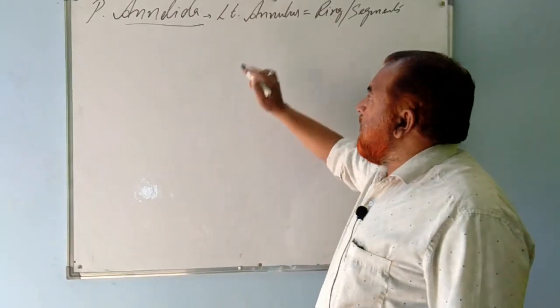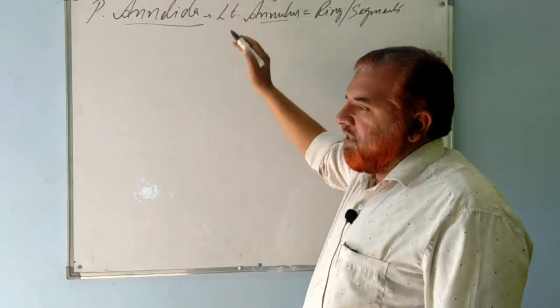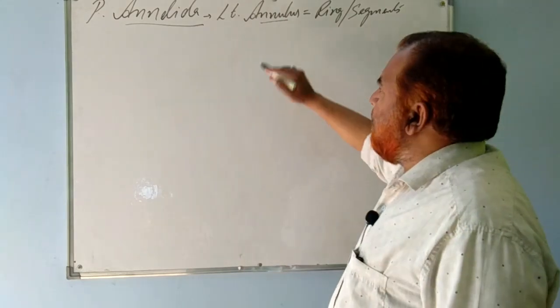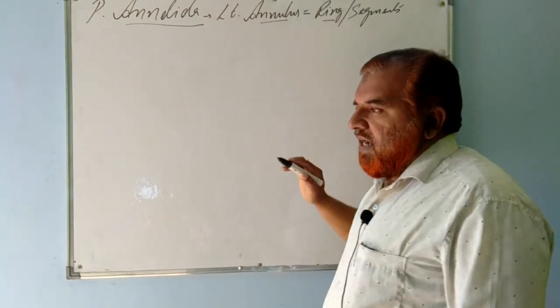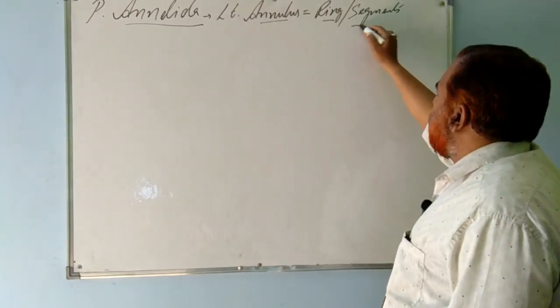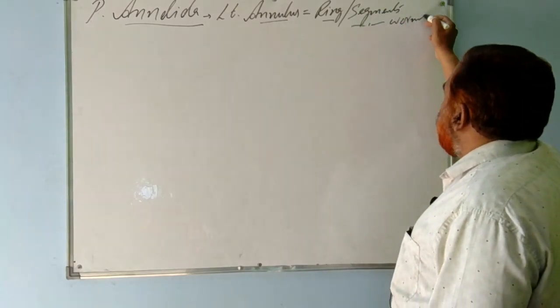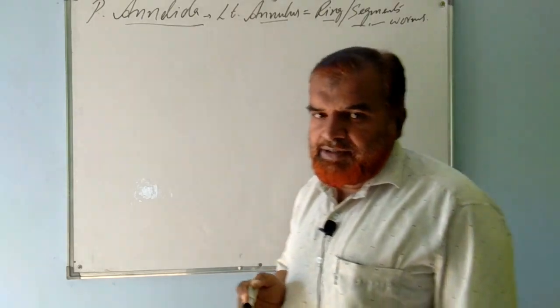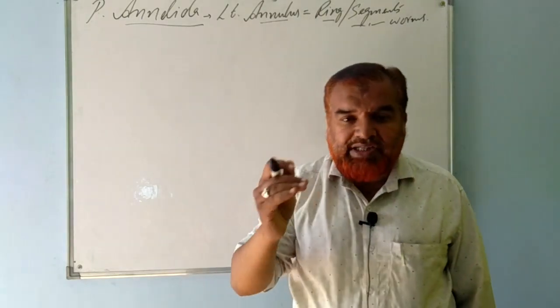So this phylum is named from the Latin word annulus. The very meaning of this word is ring-like structure or segment. Hence these worms are known as segmented worms, because the body is divisible into many segments.